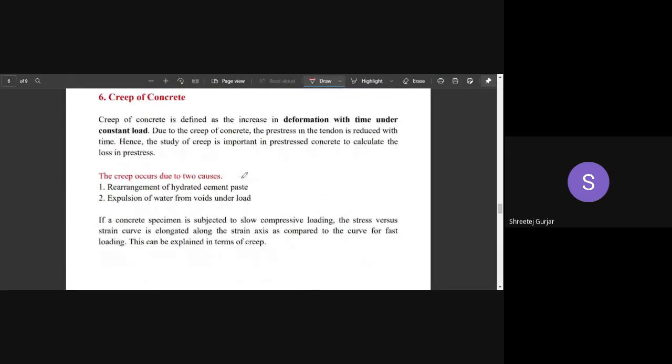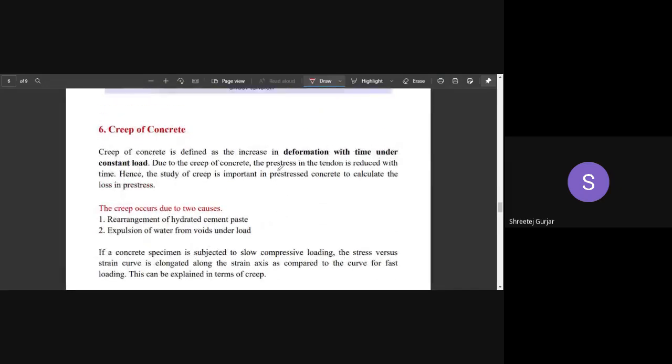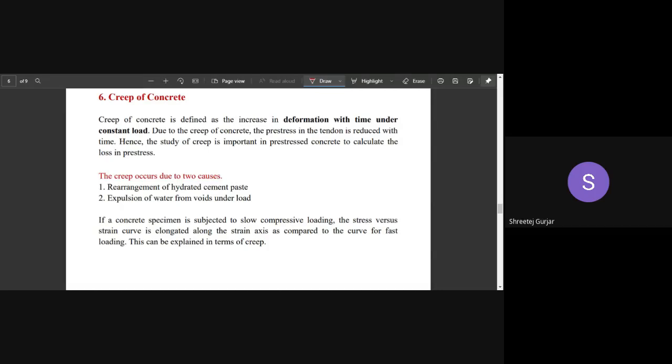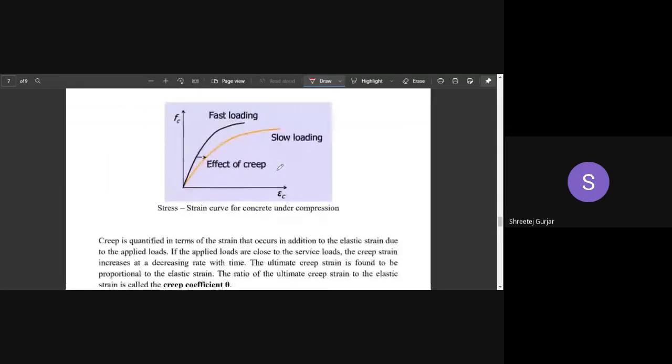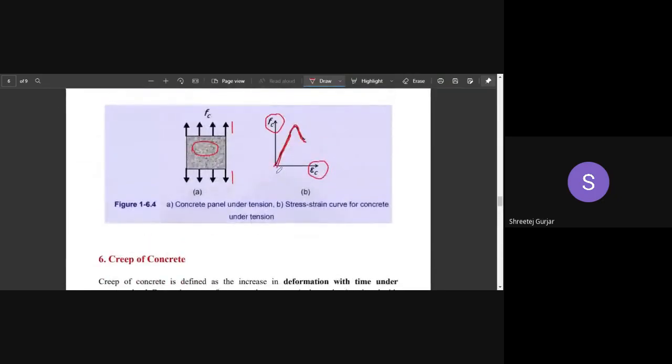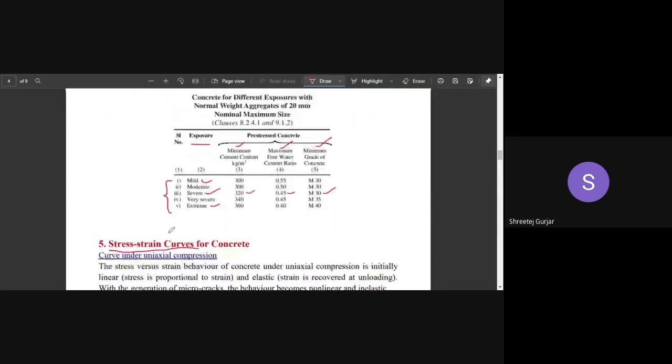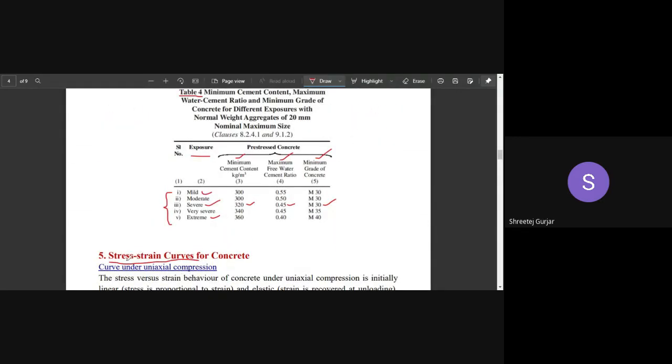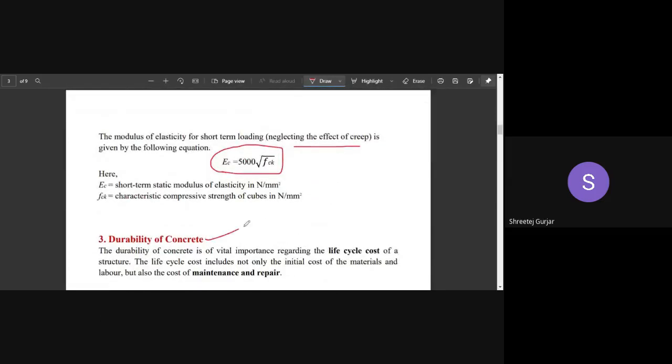So coming to creep of concrete, what we will do is this creep of concrete, and the next thing, that is your shrinkage of concrete, we will study in your next class. Creep and shrinkage I will explain in your next class. So today we have studied stress strain curves for your concrete under compression and under tension. Then we have studied durability of concrete, right?